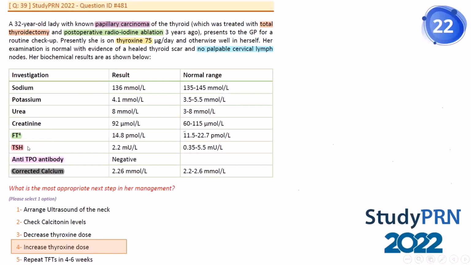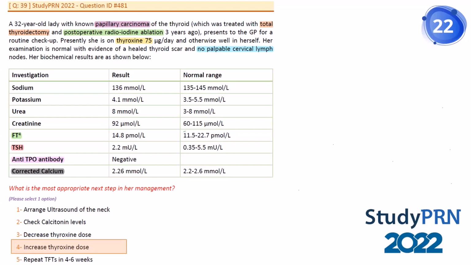Because of the target of the TSH, actually, if you can conclude that your patient is low risk or intermediate risk, deal with it as your target TSH is less than 0.1. In this situation, is our patient low risk or not? Actually, we have no data about the histology of the thyroidectomy, whether there is invasion or not.